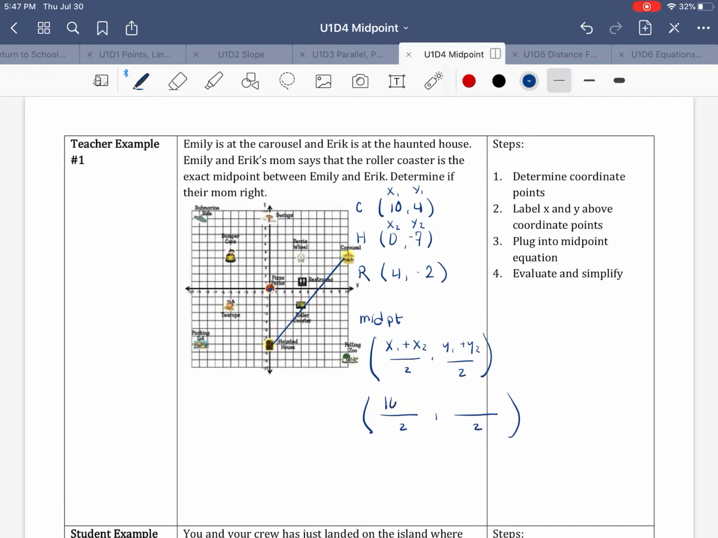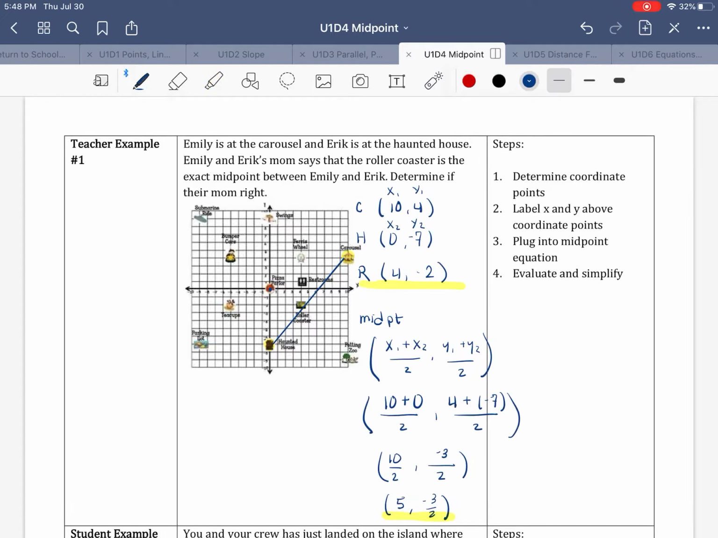So x1 is 10 plus 0, and then our y1 is 4 plus, and then -7 here. All right, so 10 plus 0 is 10 over 2. And then 4 plus a -7 is a -3 over 2. And then simplifying that, we get 5 comma -3 halves. And as you can see, those are not the same.